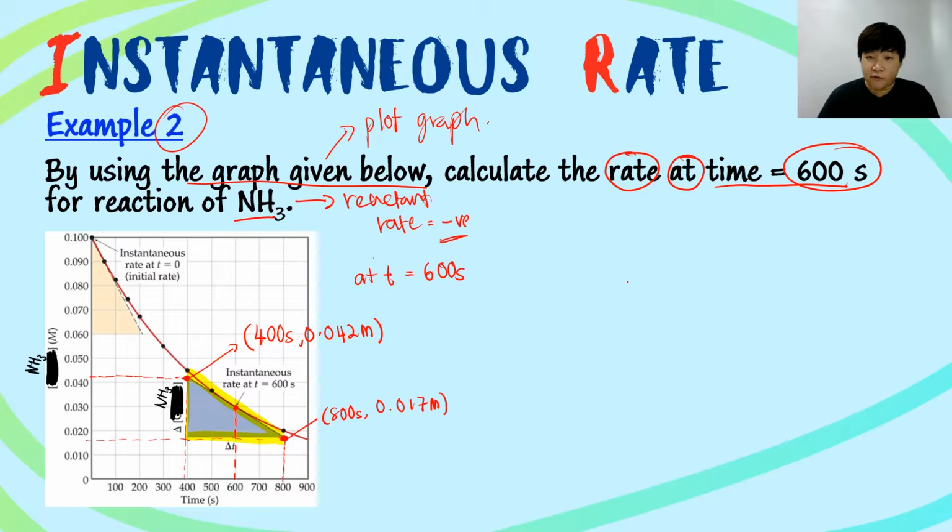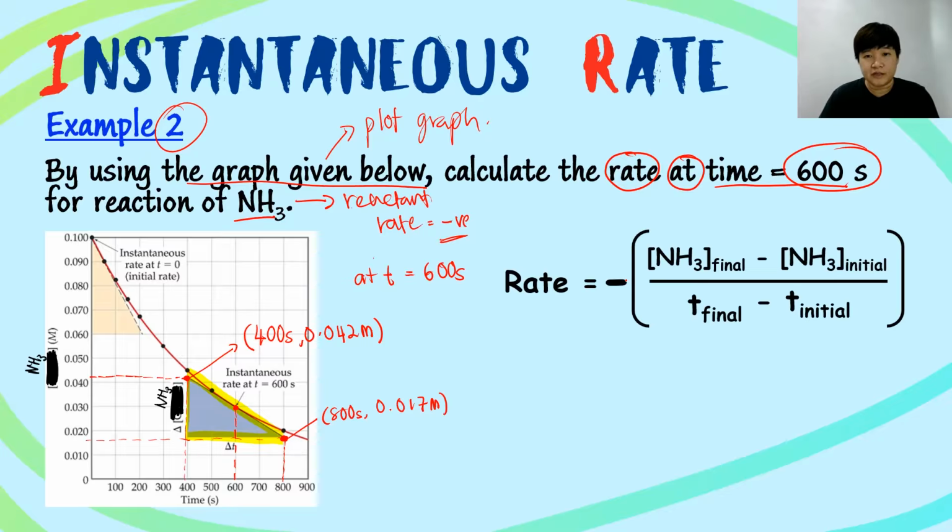Next, we are going to write the formula that we are going to use. The formula will be rate equals to negative because we know that your ammonia is a reactant. Look at the curve, we know that, alright? Your curve is decreasing. So it's a reactant. Negative, concentration final minus concentration initial over time final minus time initial. Look at the 2 points that you have. Which one is your initial, which one is your final? Identify it. That will definitely be your initial because time 400 seconds. So that is my initial. That is my final.